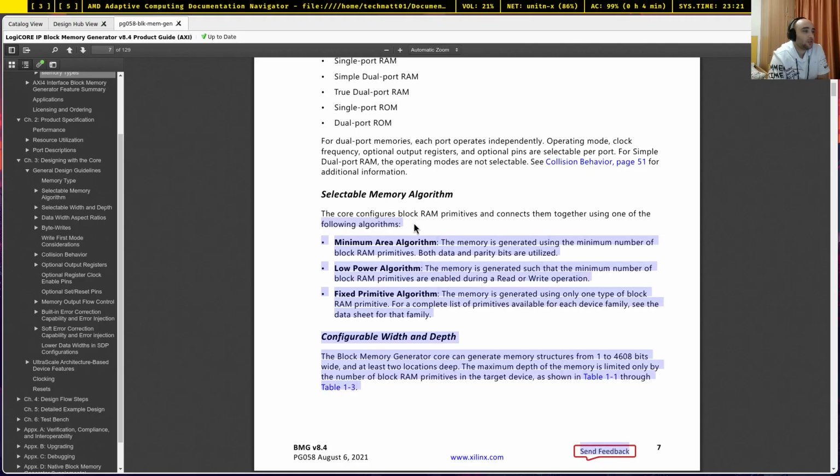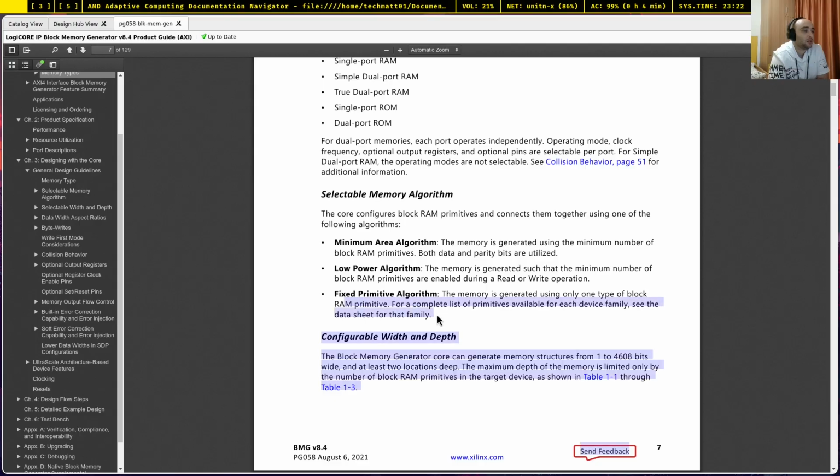Okay, so the core configures block RAM primitives and connects them together using one of the following algorithms. Minimum area: the memory is generated using the minimum number of block RAM primitives, but data and parity bits are utilized. Otherwise, low power algorithm: the memory is generated such that the minimum number of block RAM primitives are enabled during a read or write operation. Or fixed primitive algorithm: only one type of block RAM primitive.